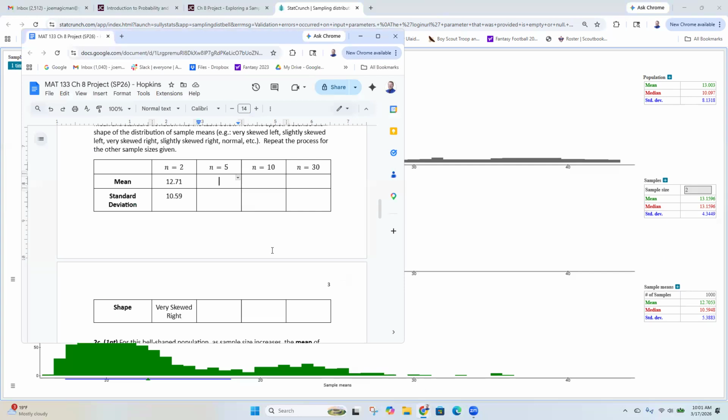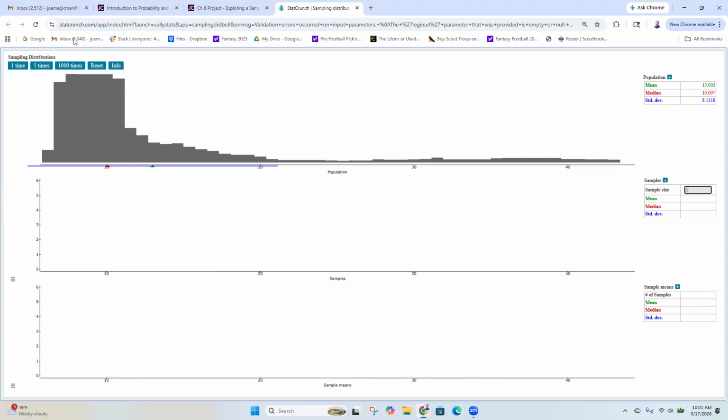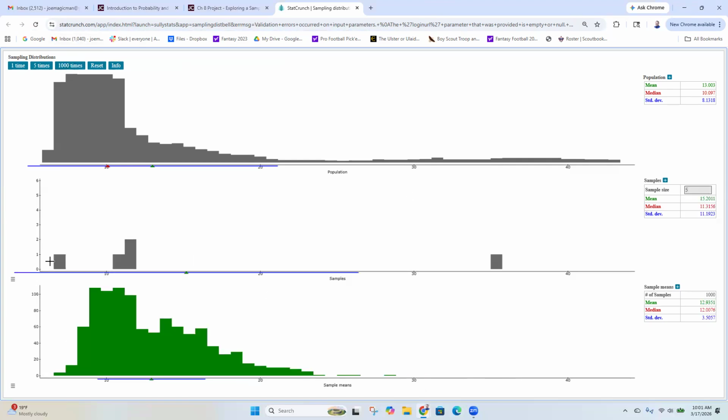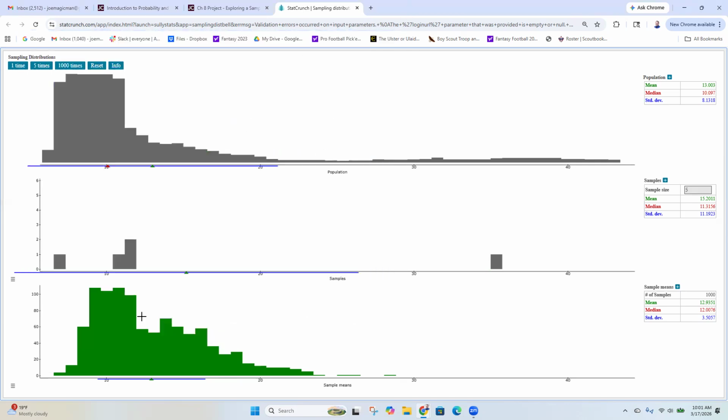If I change my sample size to 5, so you're gonna go to the middle number, change it to 5, do 1,000 times, and we'll record that information. So 12.94 and 3.51, and let's see, shape.